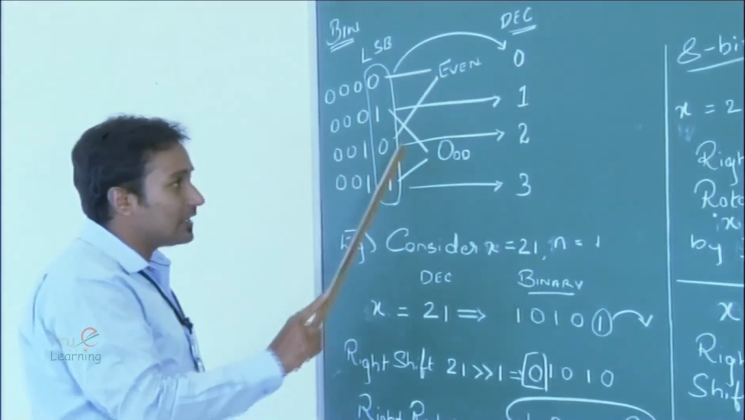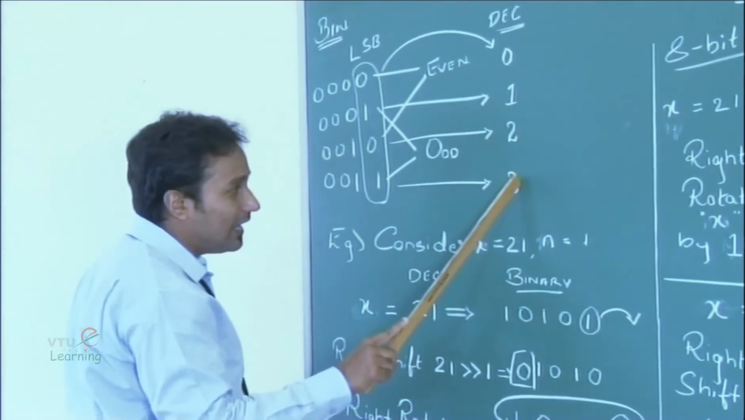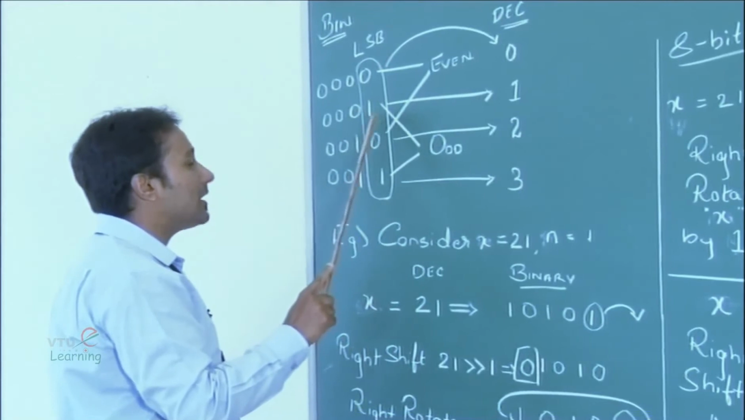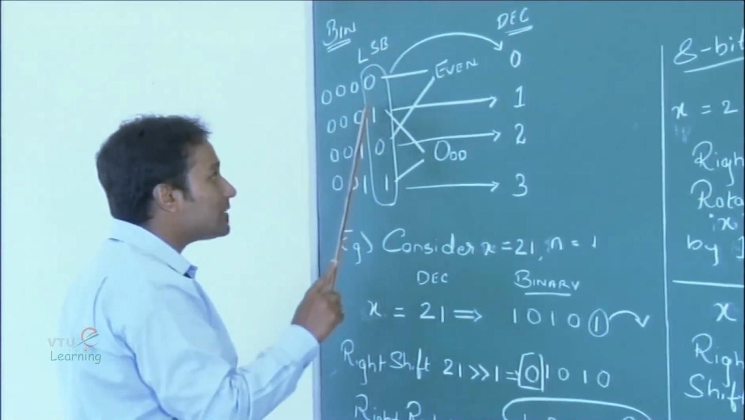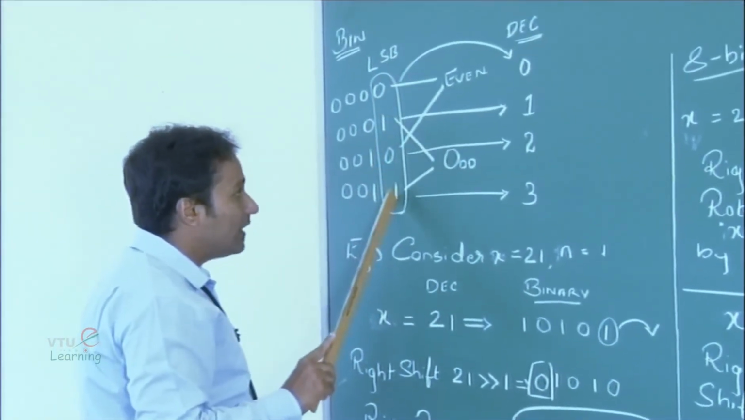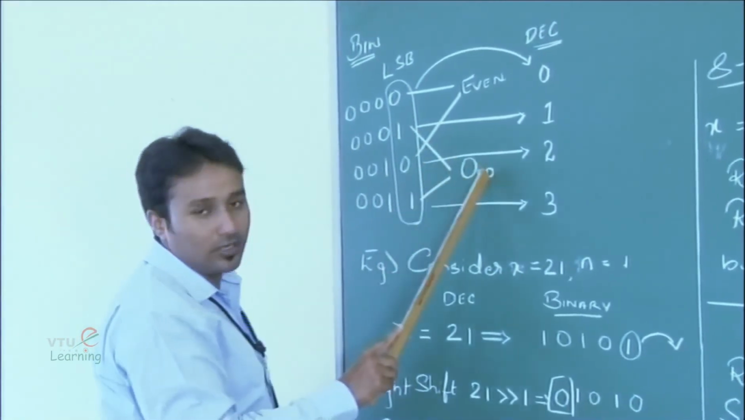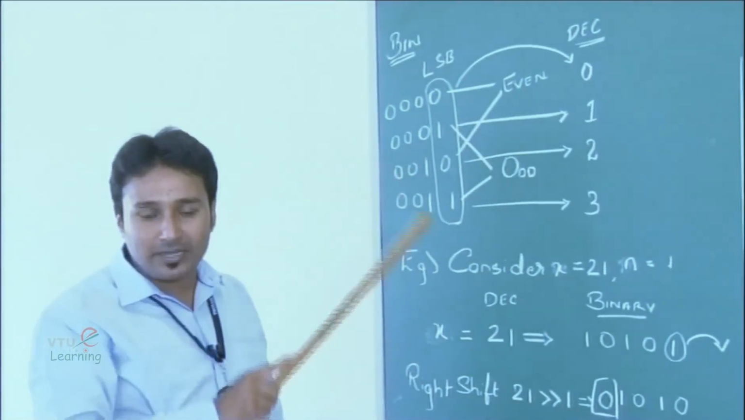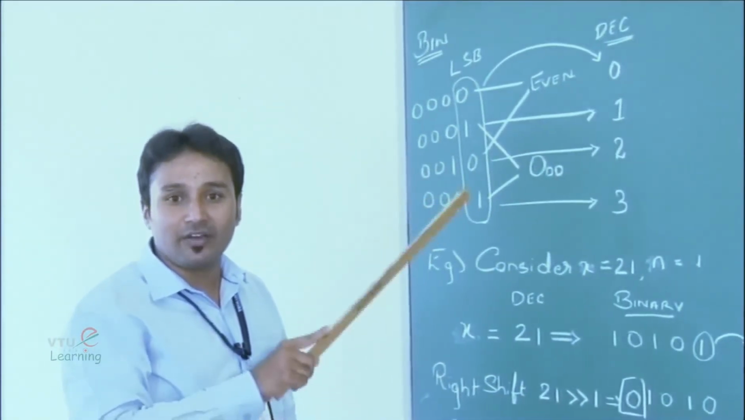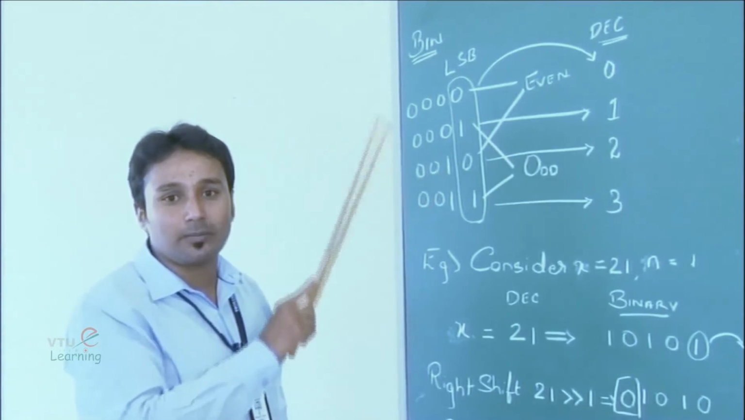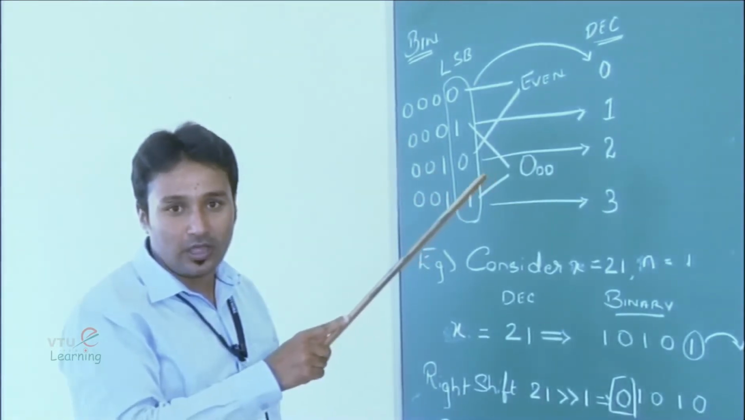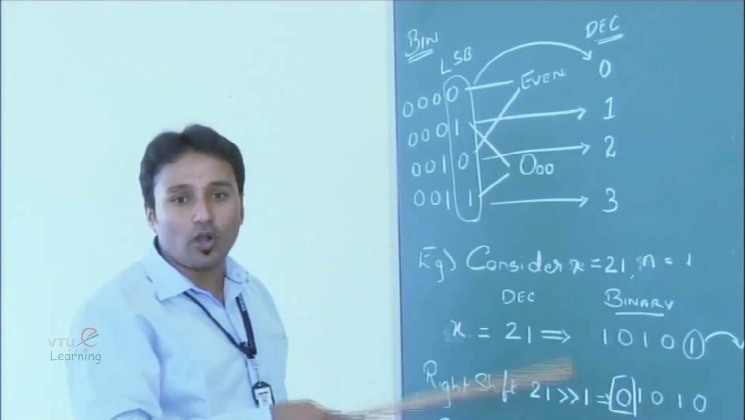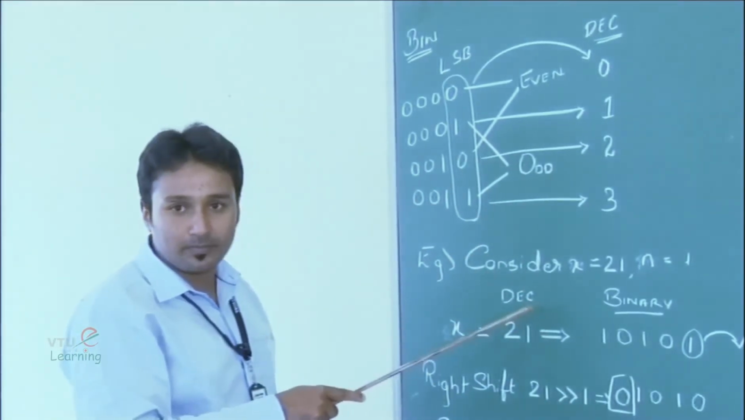In the same case, the numbers 1 and 3 are considered to be odd. Let's look into the binary representation. Since the LSB consists of 1 and 1, we call them odd numbers. Whenever we have LSB as 0, those numbers are said to be even. Whenever the LSB has 1, those numbers are said to be odd. Having this as our background, now let us move on to the actual program.